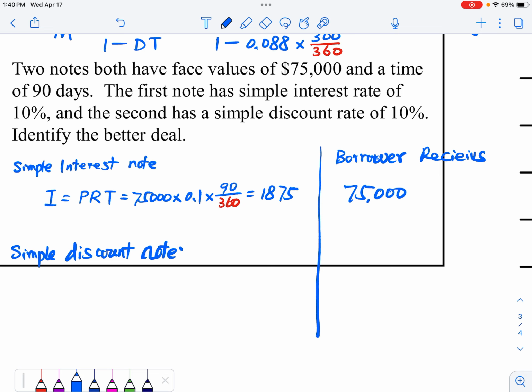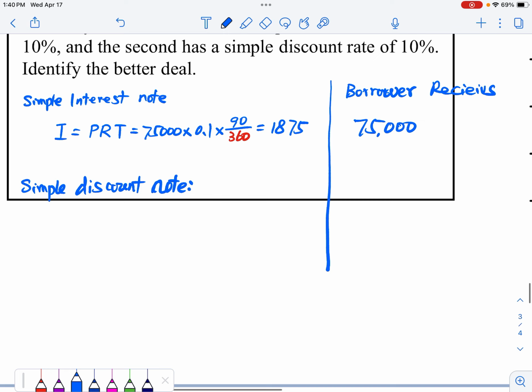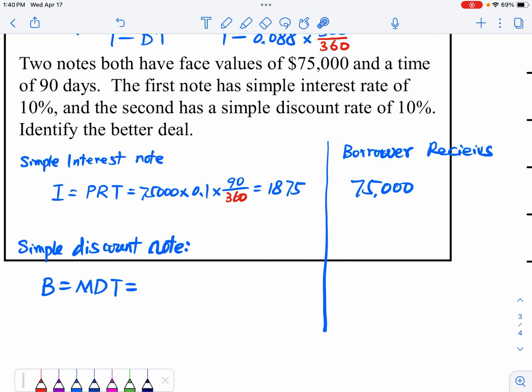what is the bank discount? That means the interest charged by the bank, which is B. It's MDT. Because they have the same face value, the maturity value is 75,000. And the discount rate is the same, 10%, so 0.1. And the length of the loan is the same, 90 over 360, 90 days. Because these numbers are identical, it will be the same number. So this is the bank discount.